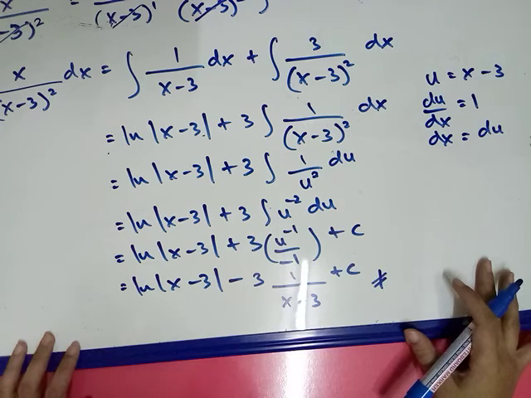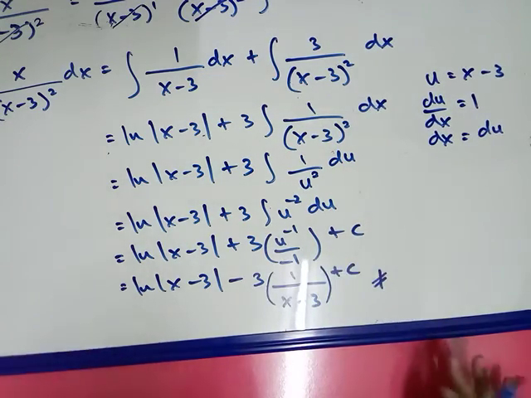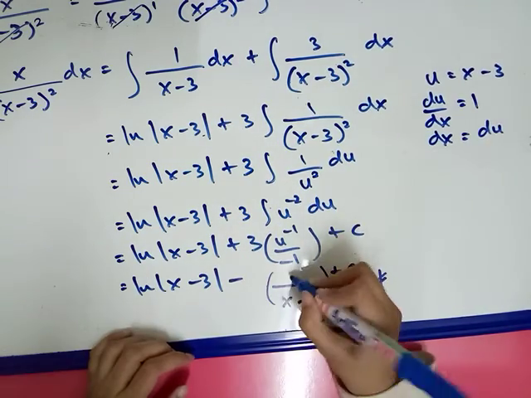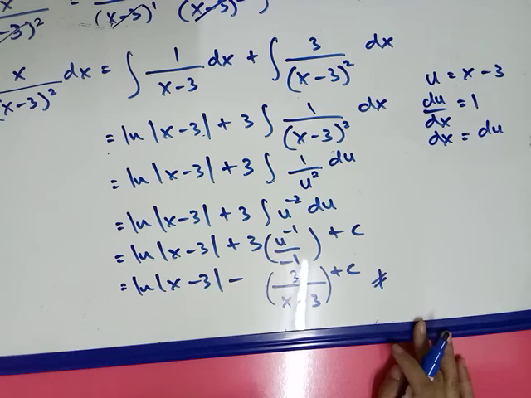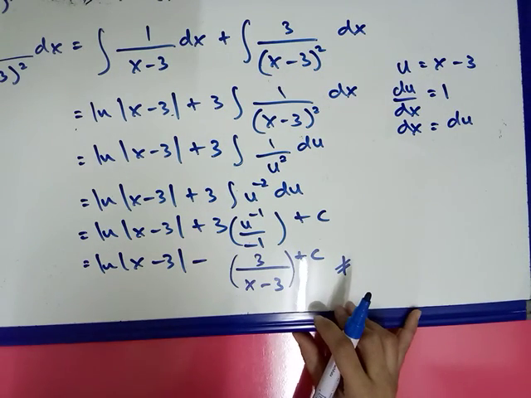Okay, boleh faham tak? 3 ni yang ni lah. Macam ni. Okay, ataupun 3 times 1, you can, okay, dia akan jadi macam ni lah. Okay, tak ada masalah. You faham tak?